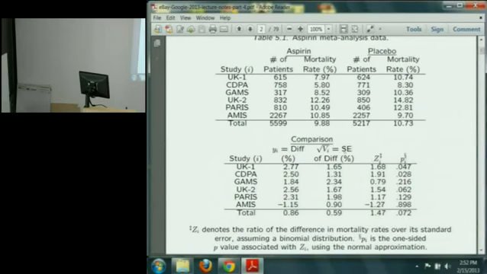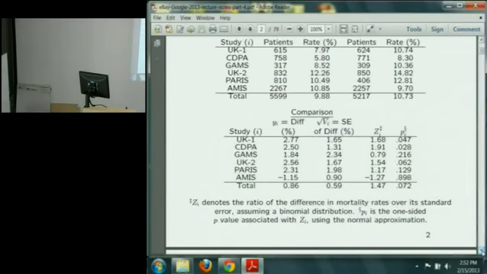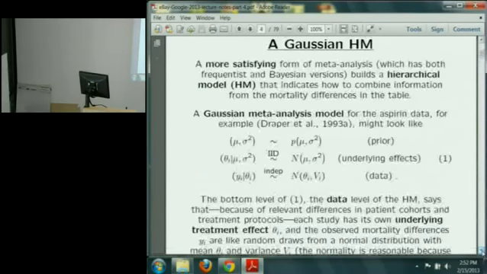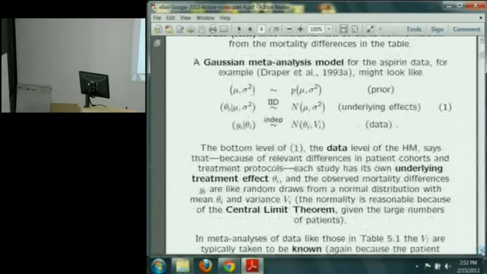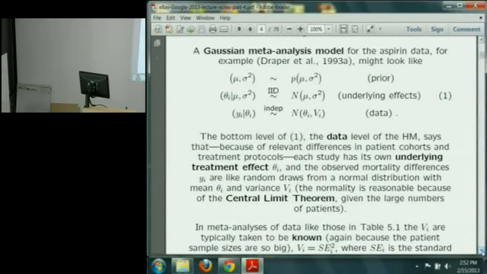And so we're going to pretend that these numbers are the square roots of the V sub i's, and to get the V sub i's, I'm going to square them. We're going to pretend that those V sub i's are known. That makes the bottom layer of the model a little simpler, and it's not that bad a thing to assume because we have so much data in each study.